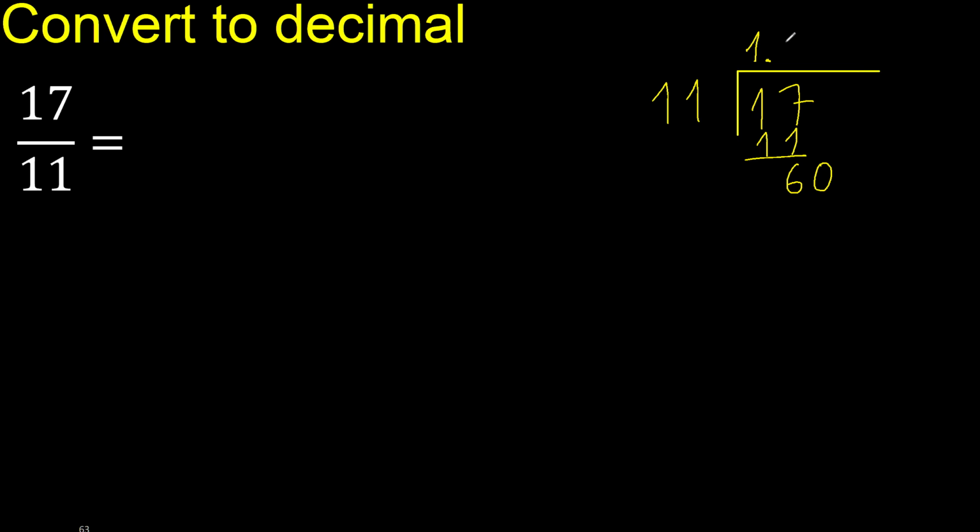11 multiplied by 6, 66 is greater. Multiplied by 5, 55. Subtract is 5. Next, always complete with 0, 0, point, 50. 11 multiplied by 4, 44. Subtract, complete, always complete with 0, 60.